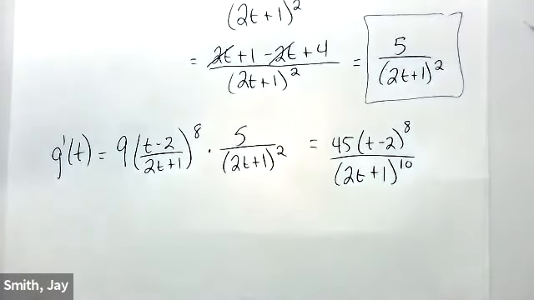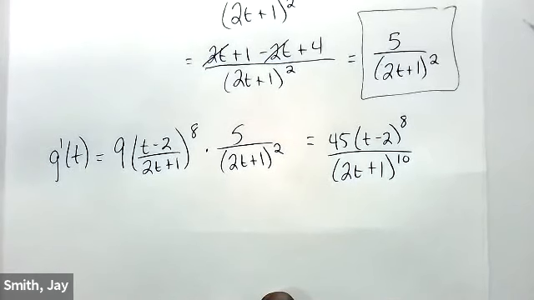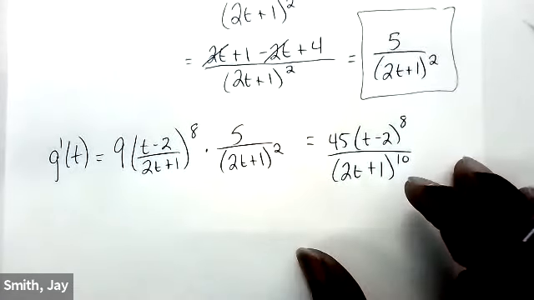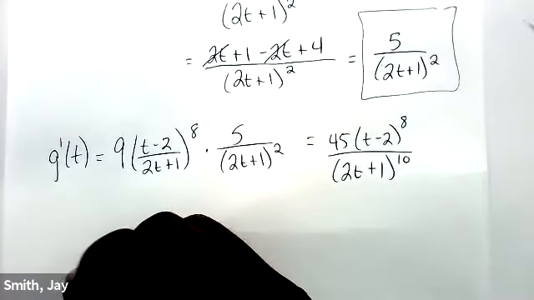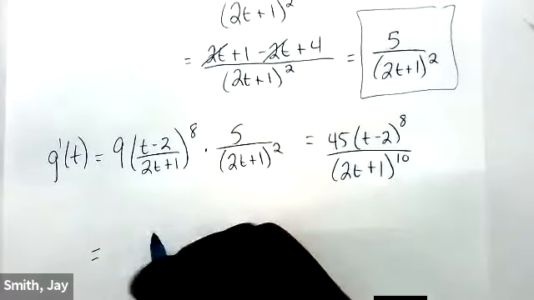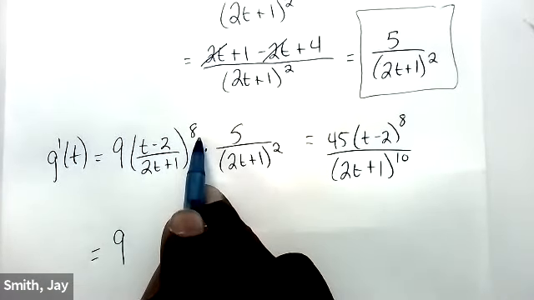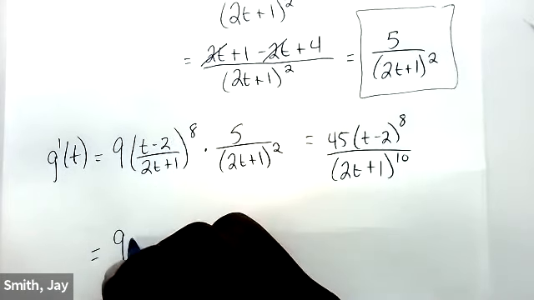Now that last step takes for granted that you remember a few algebra techniques. Are there any questions on how I got that 45 times t minus 2 to the 8 over 2t plus 1 to the 10? All right. So typically, if you have another question after I explain this, just ask. But typically, if people don't understand this step to this step, it's that they forget that any fraction raised to an exponent is both the numerator and the denominator raised to that exponent.